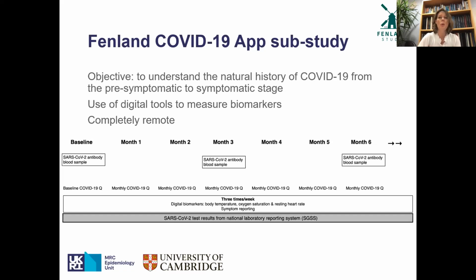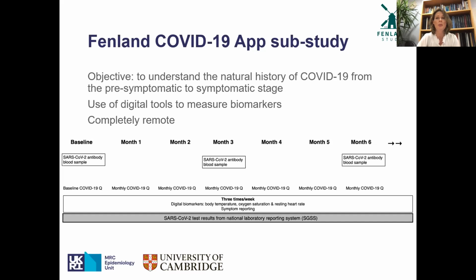So alongside what the whole group were doing of taking remote blood samples, we also asked them on the app to complete questionnaires, a monthly baseline COVID questionnaire, and then monthly questionnaires for the length of time they were in the study. And also 3 times a week to take some measurements along with recording their symptoms. And we were able to align that then with national test results.